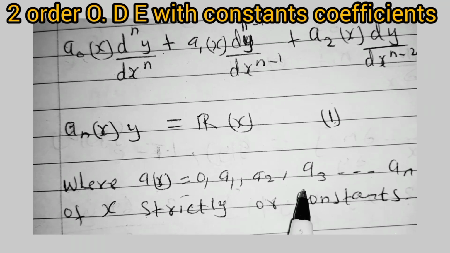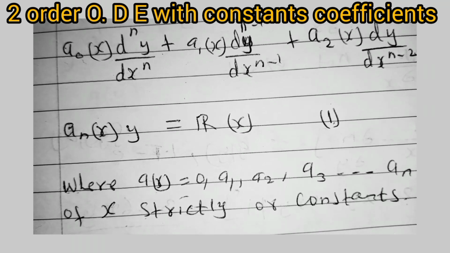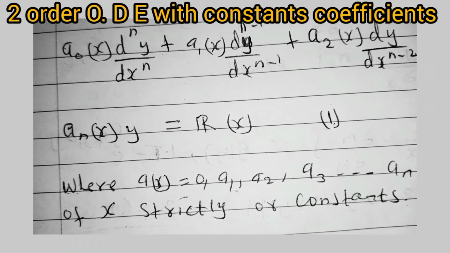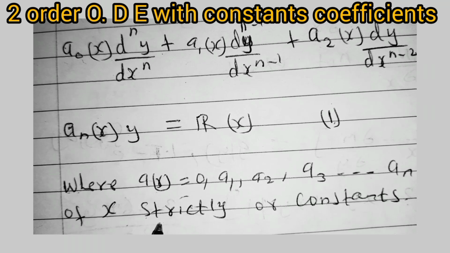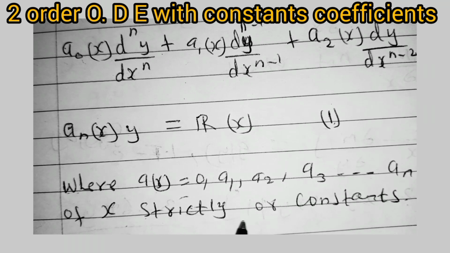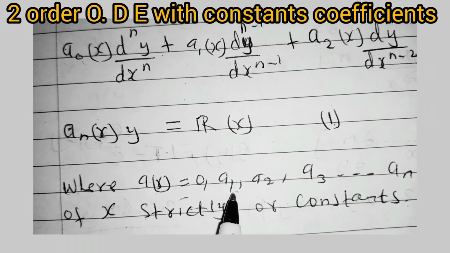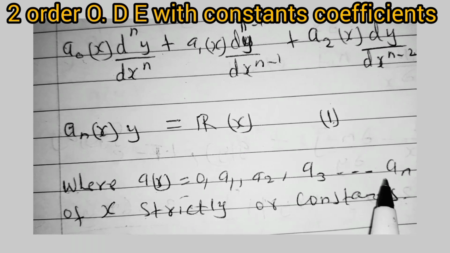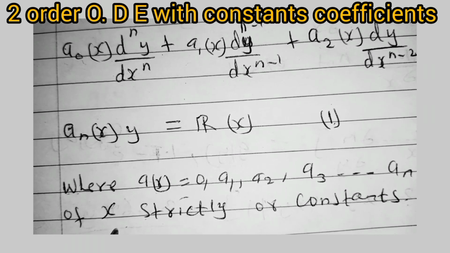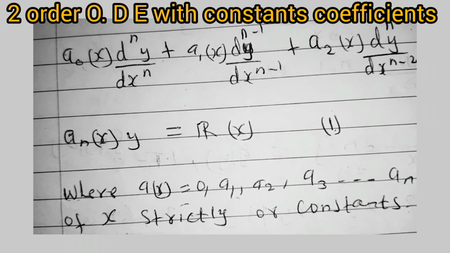a0, a1, a2, a3, all the way to an are functions of x strictly, or constants. They are functions of x strictly or constant. So a0, a1, a2, a3, all the way to an are functions of x strictly or constant.